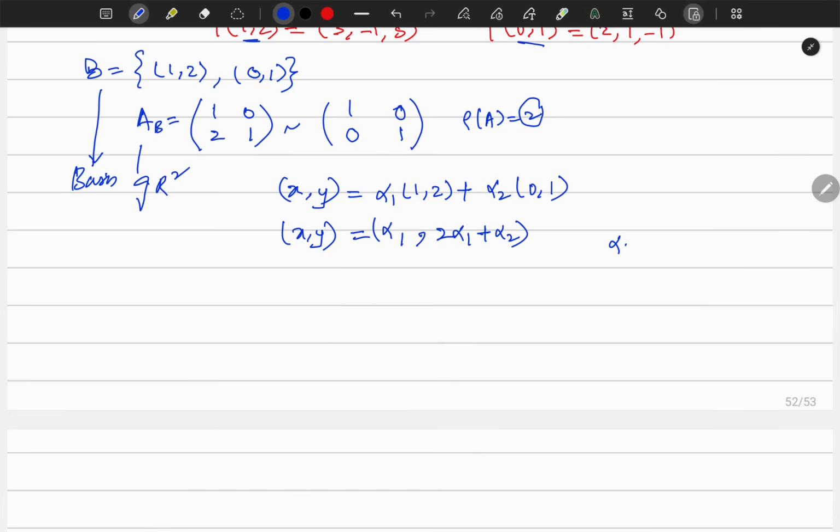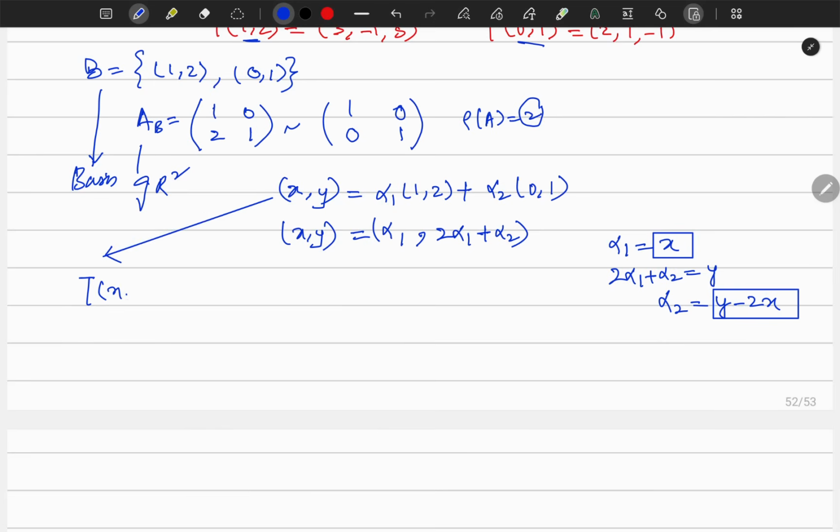So it means that alpha 1 is equal to x, and so here 2 alpha 1 plus alpha 2 is equal to y. So alpha 2 is equal to y minus 2x, because alpha 1 is now x. So you got the value of alpha 1 and alpha 2. To apply the T, when you apply the T of (x, y) on both sides, alpha 1 T(1, 2) plus alpha 2 T(0, 1).